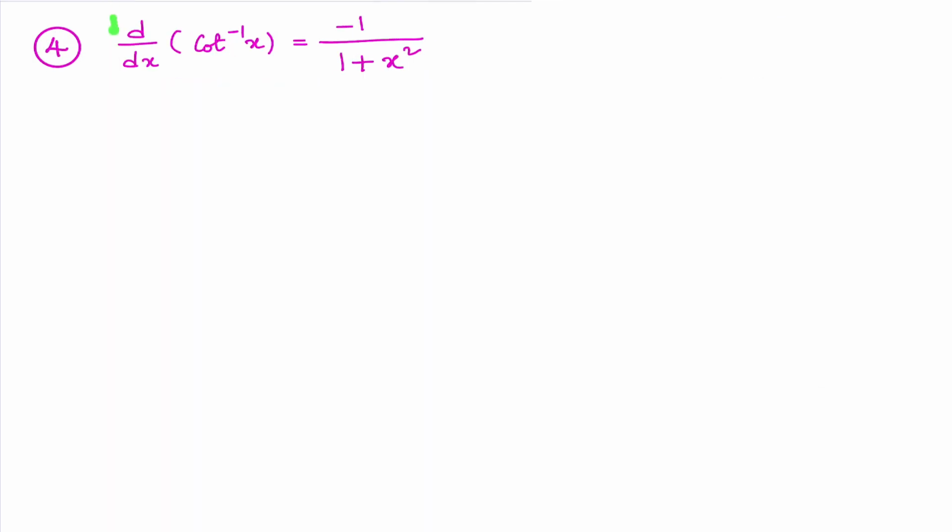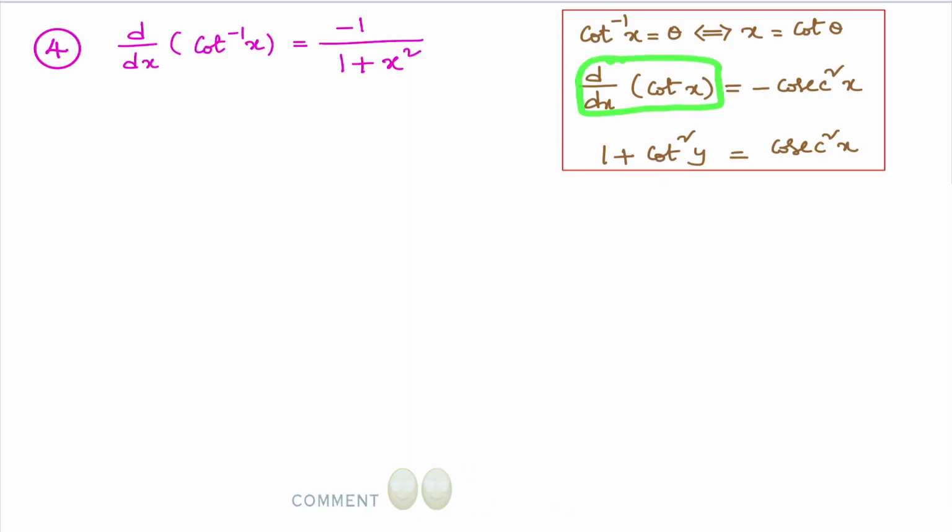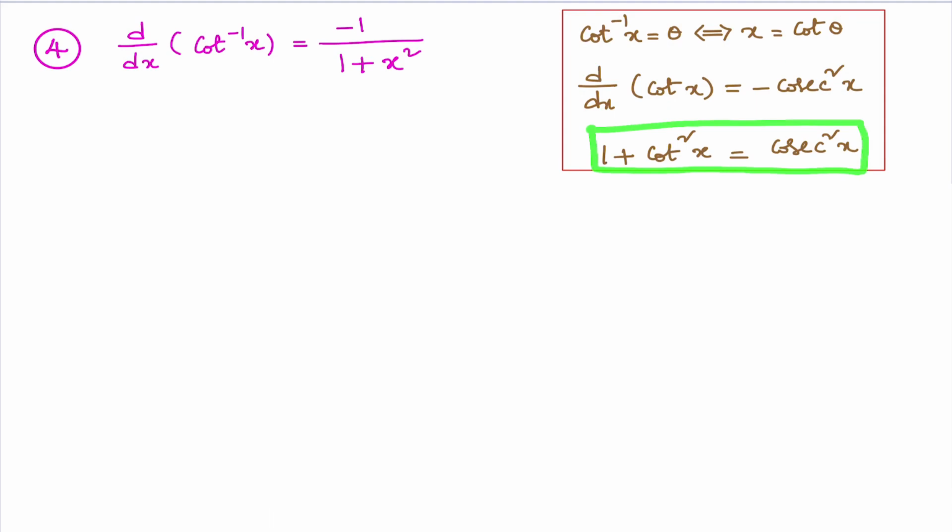You see this fourth result, d by dx of cot inverse x equal to minus 1 divided by 1 plus x square. I am going to prove this result. To prove this result, what formulas will we use? Let's see the formula box. Cot inverse x equal to theta, then I can write x equal to cot theta. This is the formula we learned from the inverse trigonometric functions chapter. Derivative of cot x with respect to x is minus cosecant square x. In trigonometric identities, we know this formula: 1 plus cot square x equal to cosecant square x.